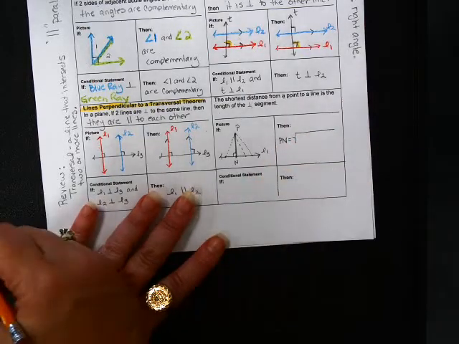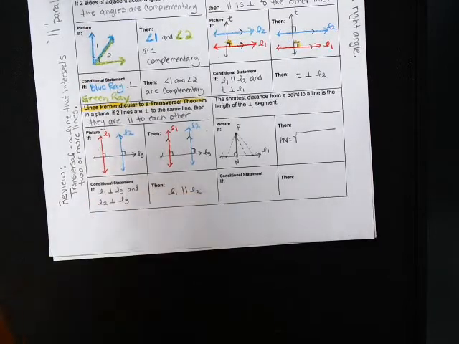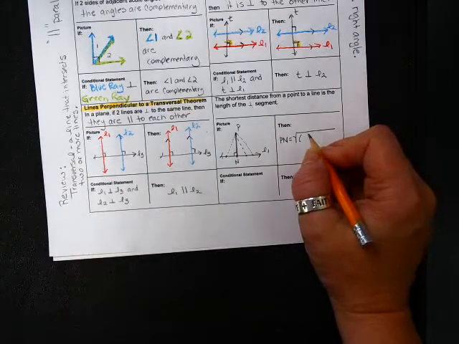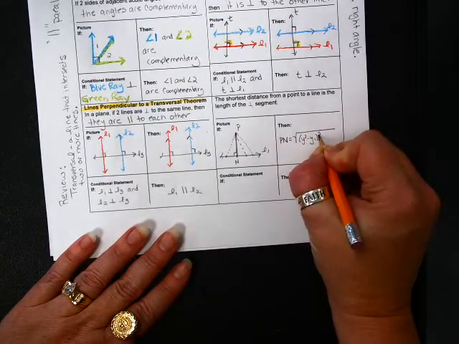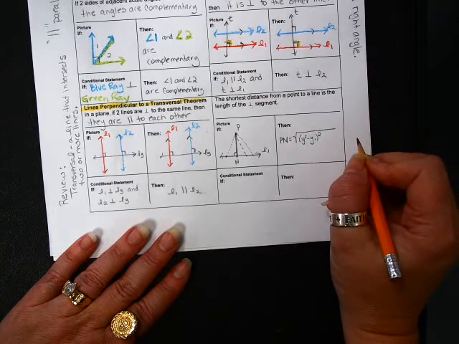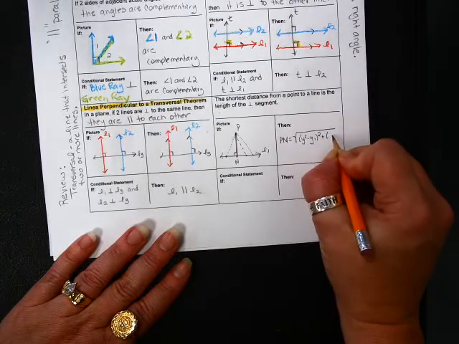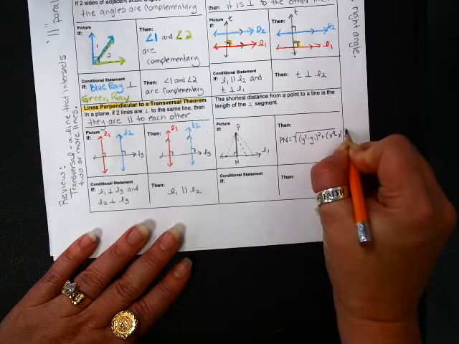Do you remember what that distance formula was? Okay, so y2 minus y1 squared. Do you remember? Plus x2 minus x1 squared. Good.